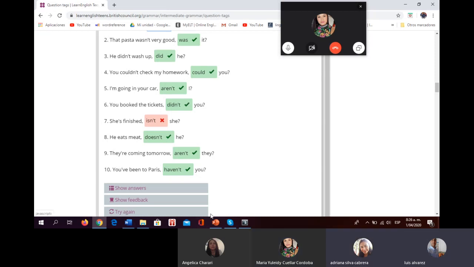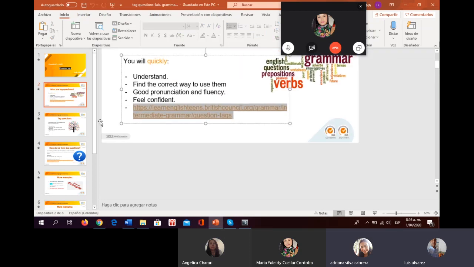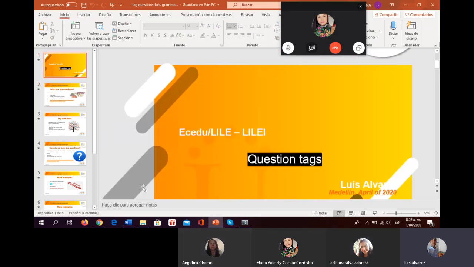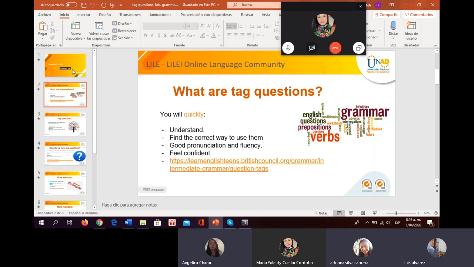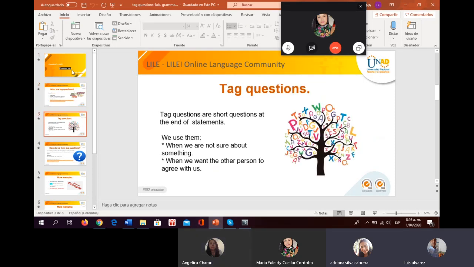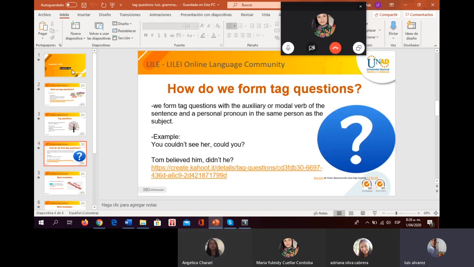You understood the topic. So, okay, final thoughts. Let's try to remember once more the tag questions. What are tag questions? Remember that we use tag questions when we're not sure about something or when we want the other person to agree with us. Let's also remember that we form the tag question with the auxiliary or modal verb of the sentence and a personal pronoun in the same person as the subject. Like the example, you couldn't see her, could you?